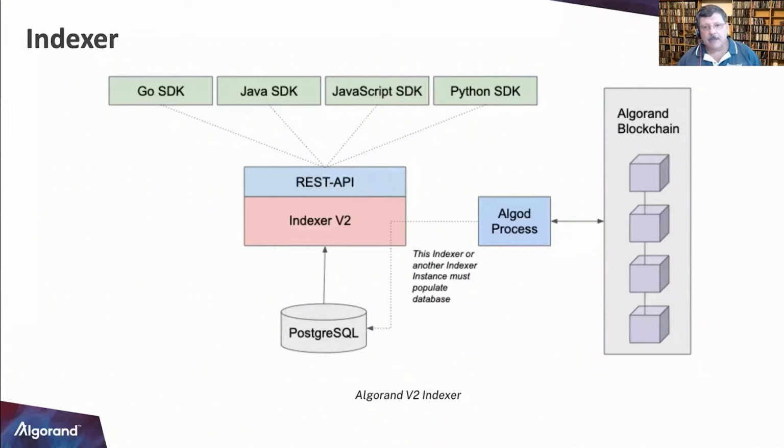Enter Indexer. Indexer is a process that will basically feed off of AlgoD and then write the information out to a PostgreSQL database.